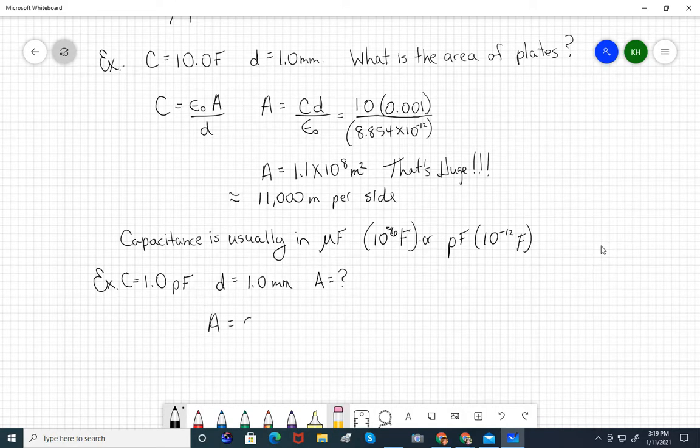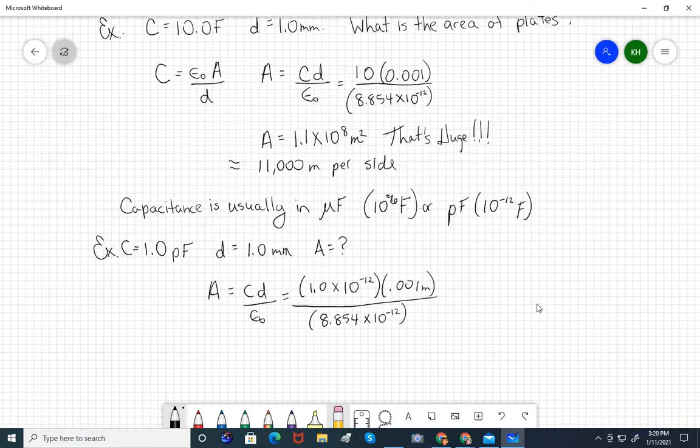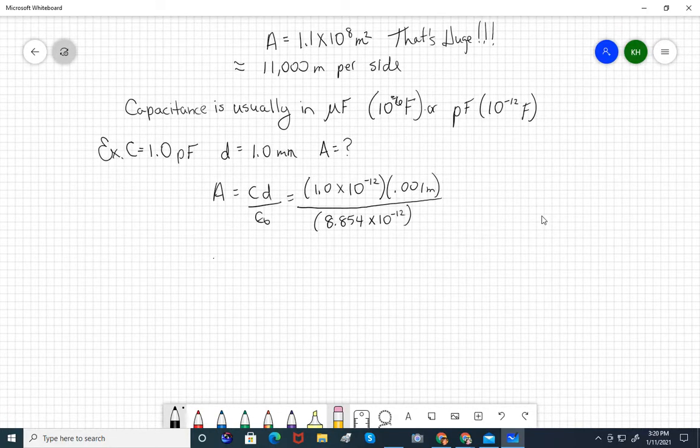Well, it's CD over epsilon. So 1.0 times 10 to the negative 12, 0.001 meter, and 8.854 times 10 to the negative 12. This time, the area comes out to be 1.1 times 10 to the negative 4 square meters.